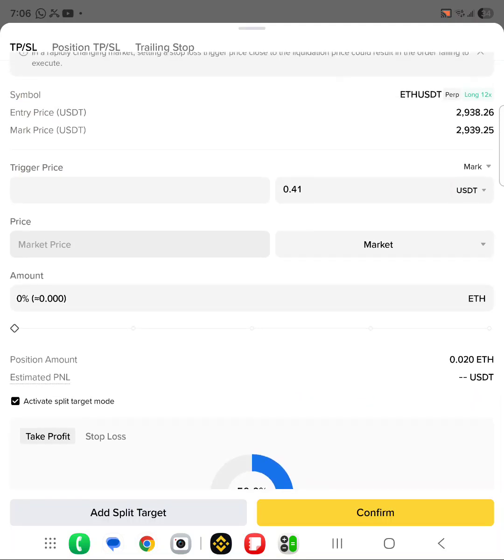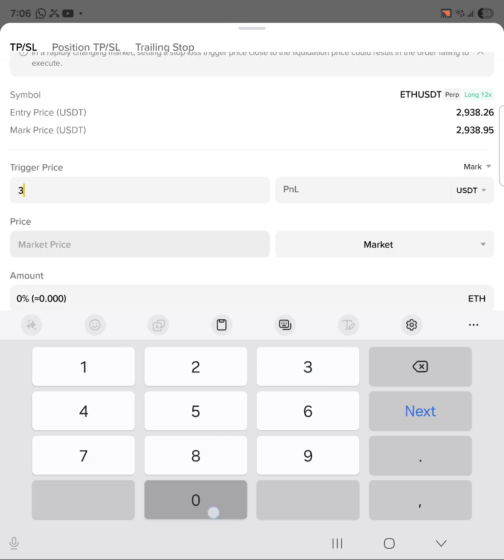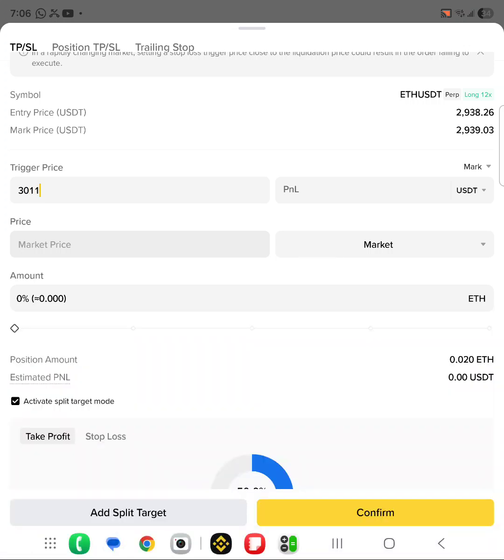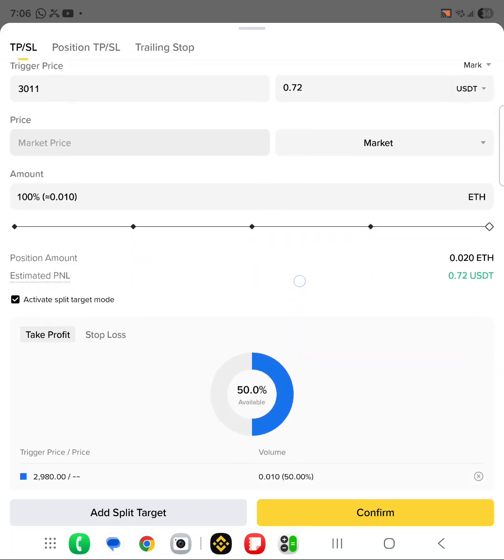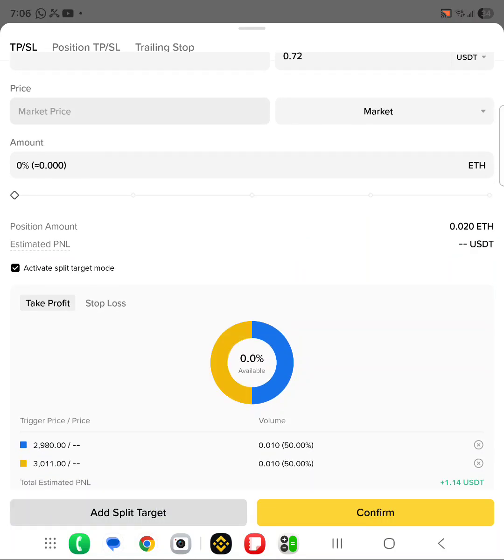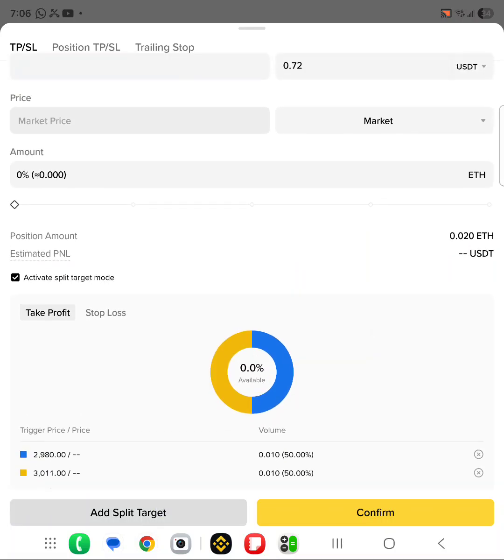Then the second profit, I can say 3011. For example, I'm just giving an example, depends on what the signal says. And I can just draw this whole line to 100%. So I'll make another 72 cents. I will say add, then I will confirm. So you can see it's under take profits right here. So I click confirm.